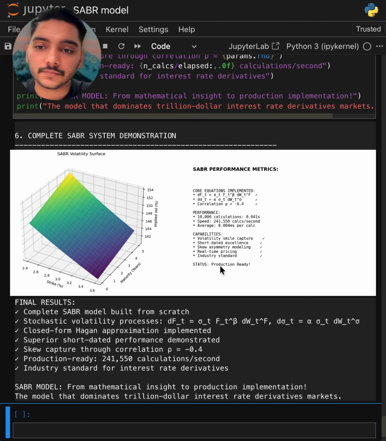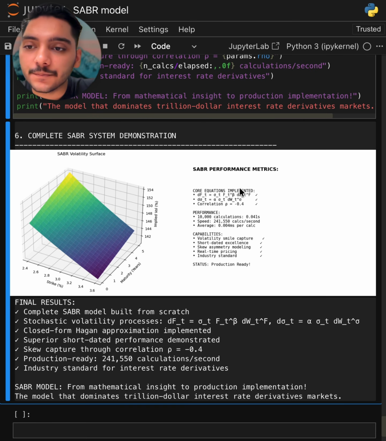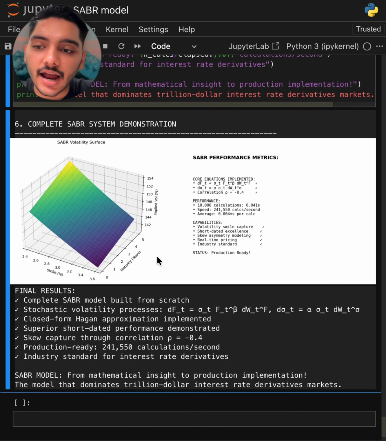So yeah, this is the volatility surface we have built. We have used stochastic volatility processes, and we have implemented the closed-form Hagan approximation. We have demonstrated the short-dated performance superiority, and we have captured the skew through correlation rho equal to minus 0.4. It is production ready, and we have done 2,41,550 calculations, and this is industry standard, from mathematical insight to full production. So the model demonstrates the $1 trillion interest rate derivatives market.